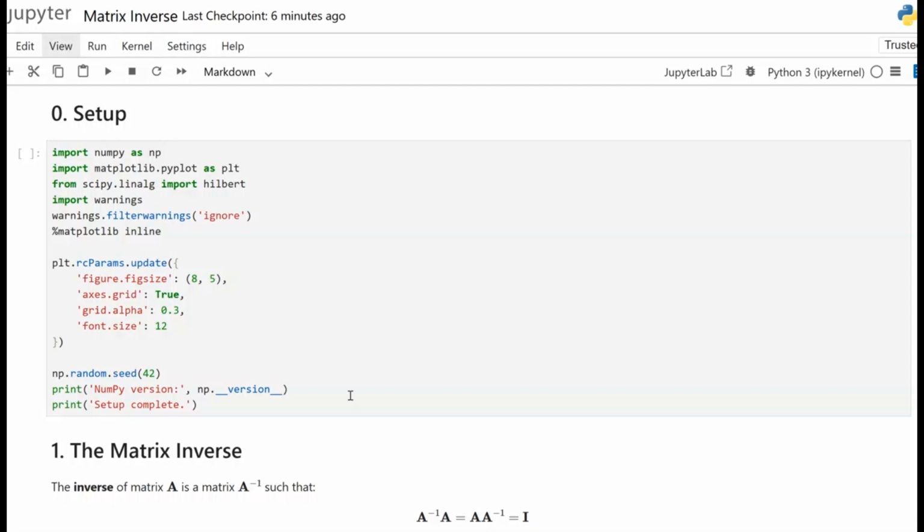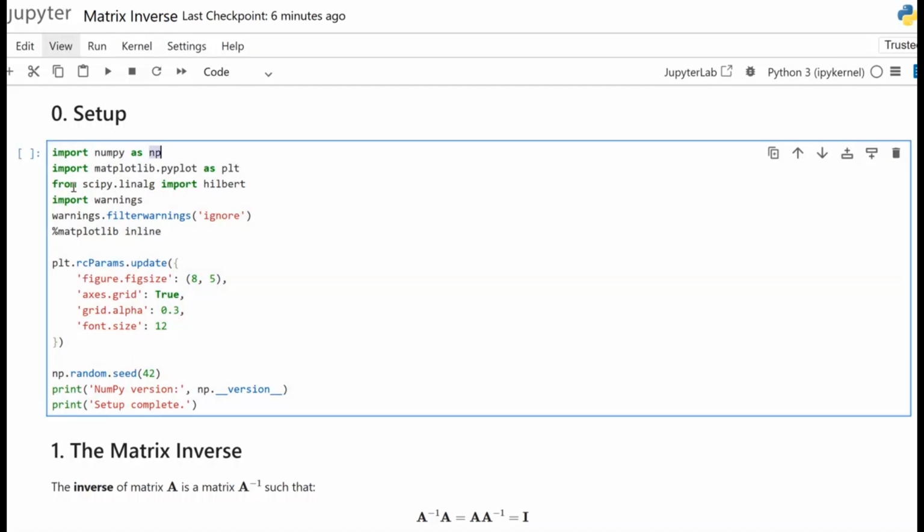Before going on to the discussion, let me include the necessary libraries. Import the NumPy library and assign it the alias np. Next is matplotlib. This imports the plotting module pyplot from matplotlib and aliases it as plt. Of course, we are also importing hilbert. This is the exact function to create Hilbert matrices for numerical analysis and stability testing.